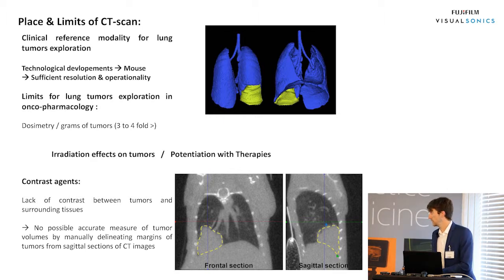Regarding the contrast, sometimes there is a lack of contrast between tumors and surrounding tissue, especially the liver, so it's not possible to accurately measure the tumor volumes by manually delineating the margins of tumor in the sections of CT images.